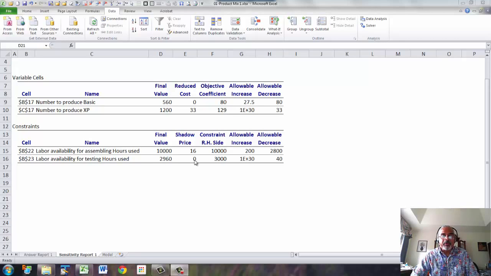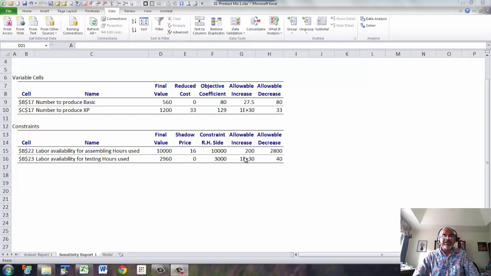Now here the shadow price for the second one is 0. That's because you already have some leftover labor. You have 3,000 available labor, you're only using 2,960. So if you add more labor hours, you will only be increasing the slack. You're not going to increase profit, and that's why the shadow price is 0.